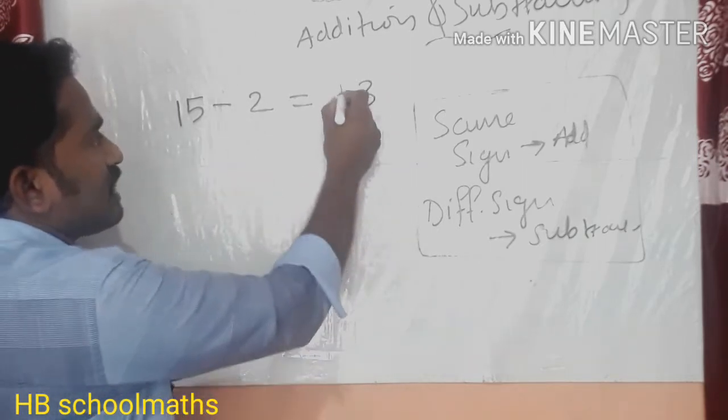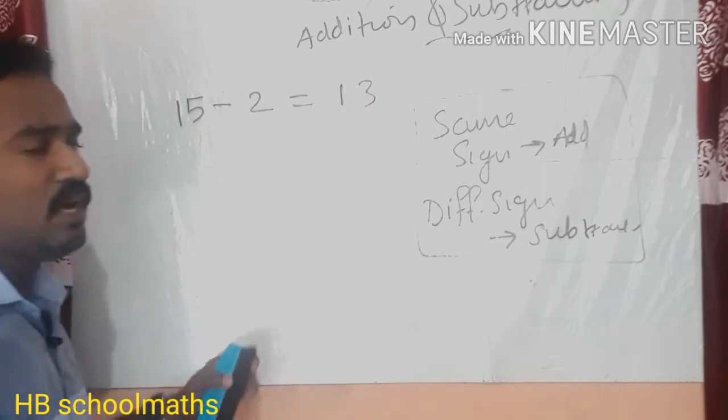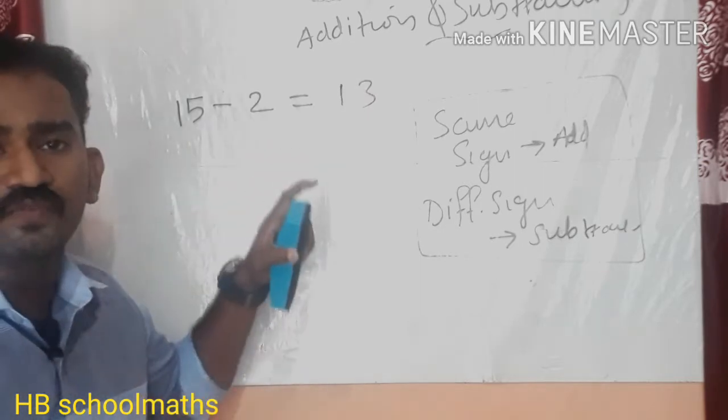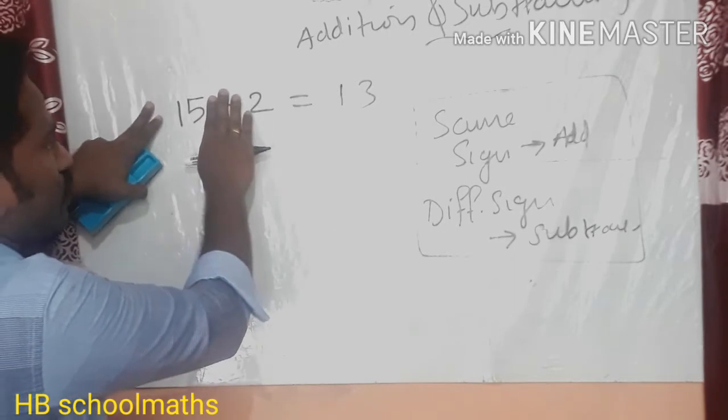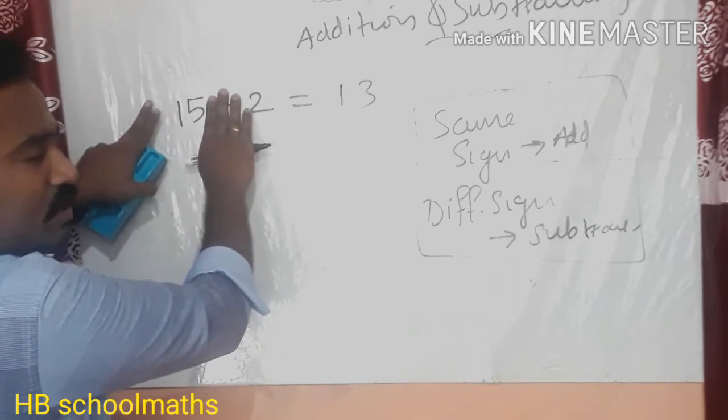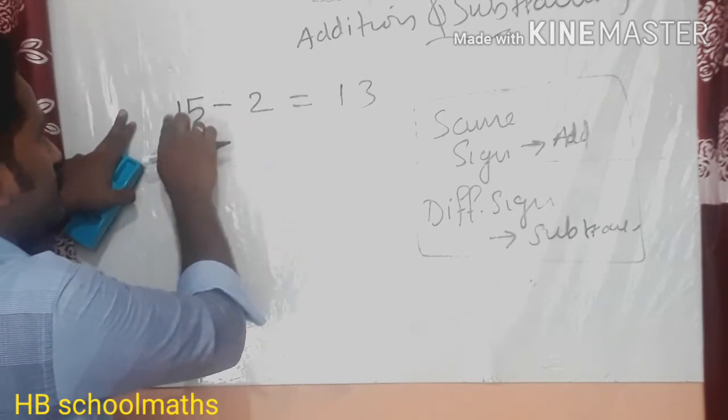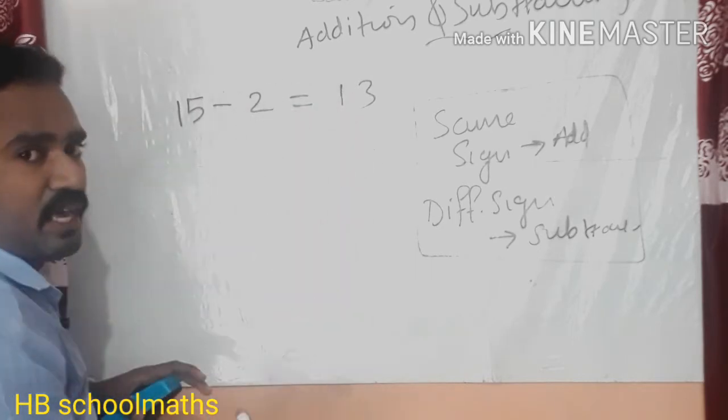And you have to see which integer is greater here, 15 or 2. The absolute value of 15 or 2 is greater? Absolute value means avoid the sign, hide the sign and check. Which is greater, 15 or 2? Here no sign means a positive number. 15 is greater, and it is positive, so the answer is positive.